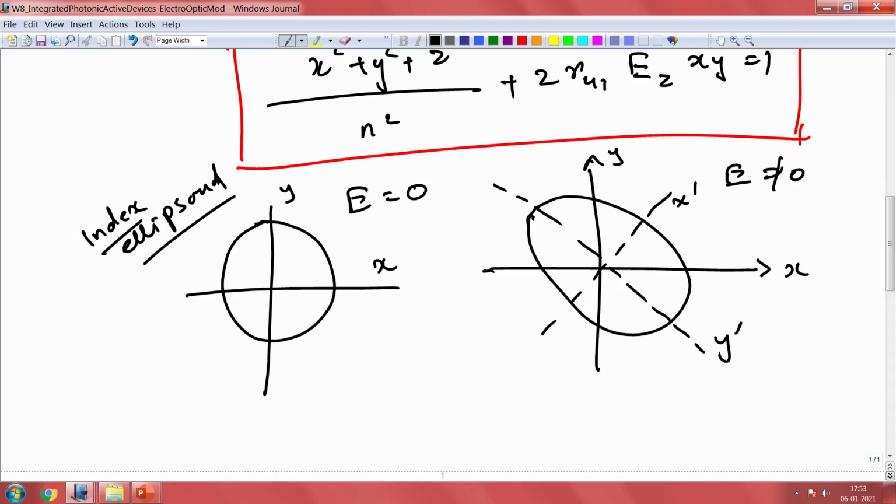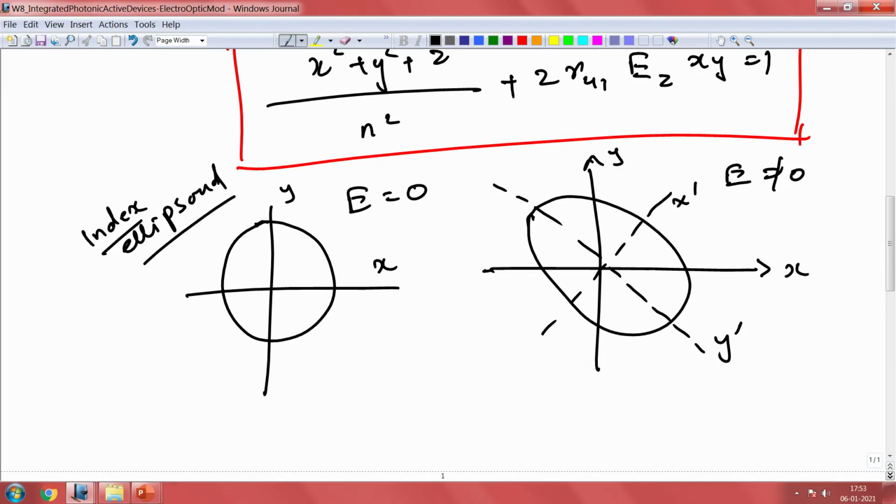All right. So, now the coupling term can be removed, right. By using this diagonalization, when you apply a field, you have these new coordinates or principal axes, that is x dash and y dash.